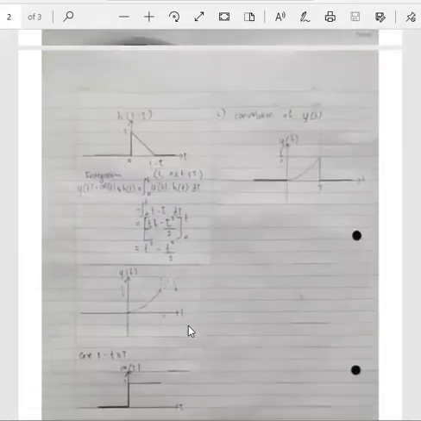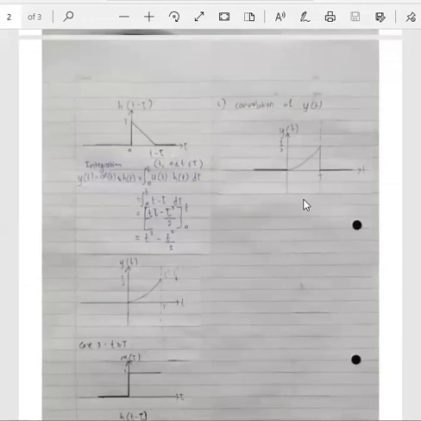And for the last part, the plotting of y. What we do is we combine all 3 parts of y together. This is the first part of y from case 1. This is the second part of y from case 2. And this is the third part of y from case 3. And that is how we do a convolution using the graphical method.